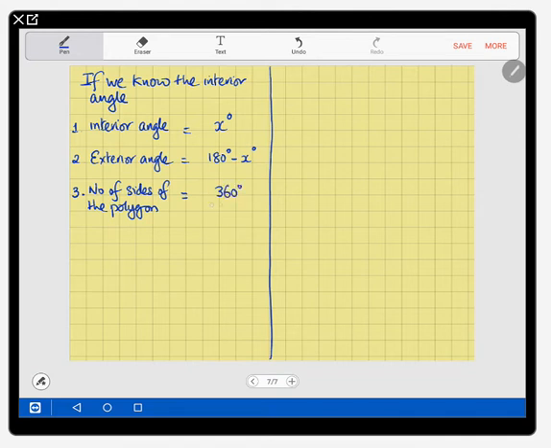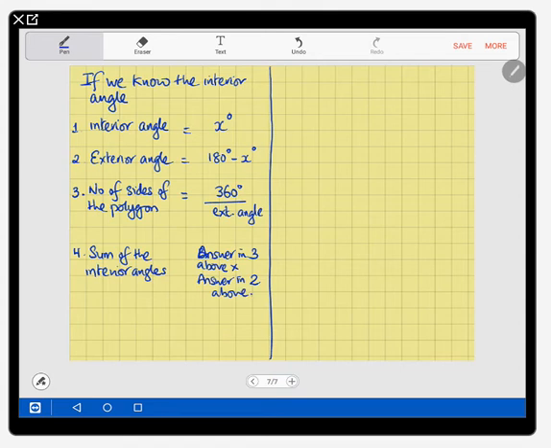would be 360 degrees divided by the exterior angle. And 4, the sum of the interior angles will be the answer in 3 above, multiplied by the answer in 2 above. Let me check that for a minute. Nope, guys, I made a mistake. It's not the answer in 2 above, it's the answer in 1 above.